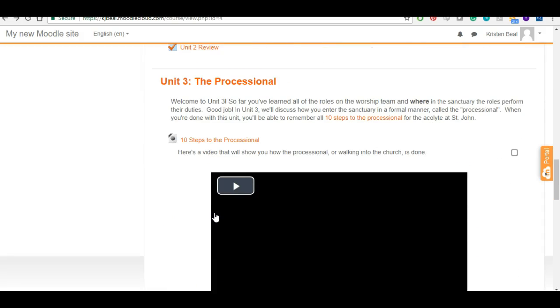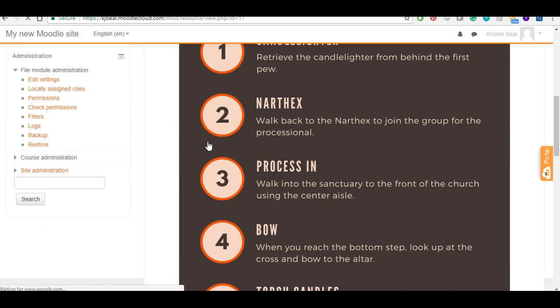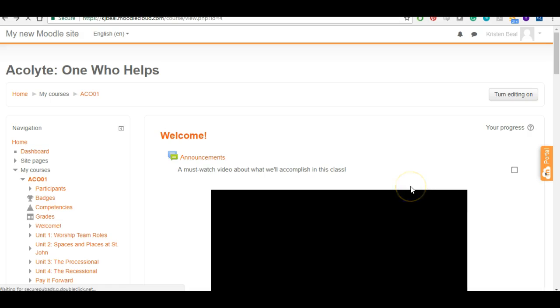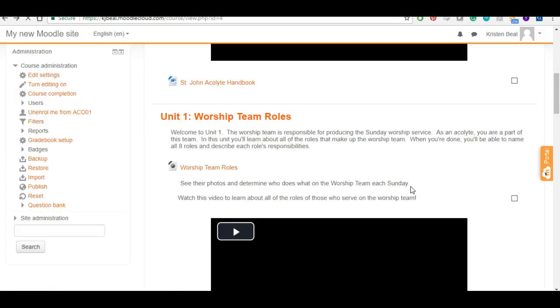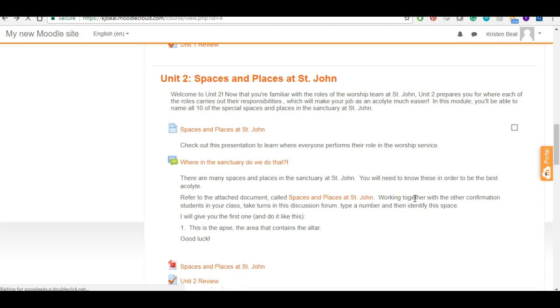And then Unit 3 was the processional, so that's walking into the church. And I used Canva to create this infographic for all the steps in the processional. I had been familiar with Canva and had used it for social media, so this was a new use for me, but I really liked it a lot and could envision other ways I could use Canva in social media, mostly in Pinterest, for example.